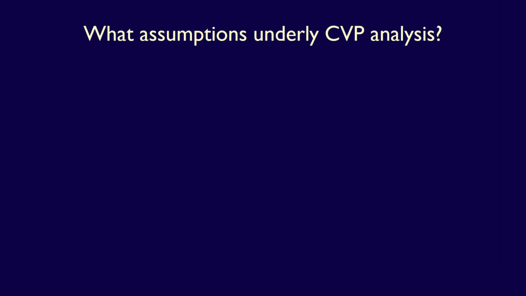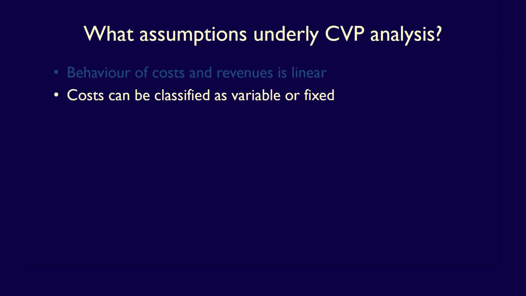What assumptions underlie CVP analysis? There are a number of critical assumptions that must be understood. First, the behavior of both costs and revenues is linear, within the relevant range. This means that the per unit costs and revenues do not fluctuate, and the relationship between costs and revenues stays constant. All costs can be classified as either fixed or variable.